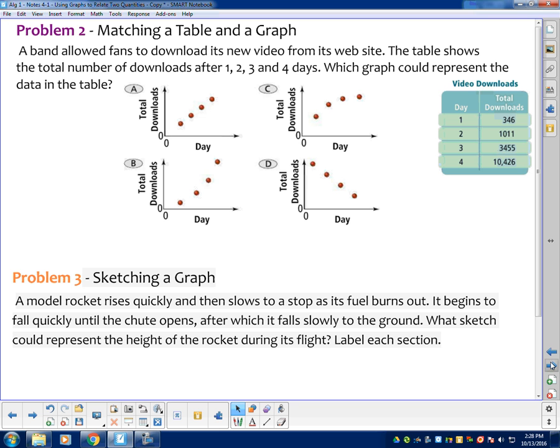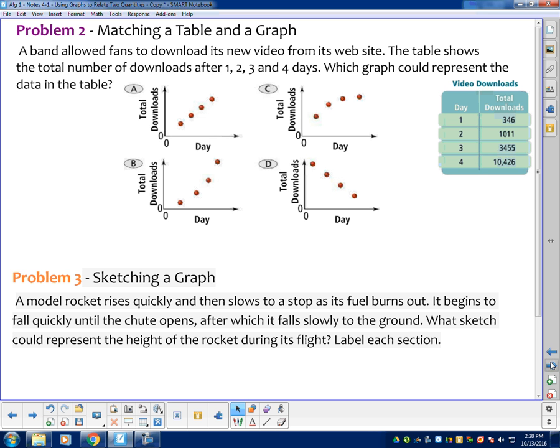I'd like you to read this with me. It says, matching a table and a graph. A band allowed fans to download its new video from its website. The table shows the total number of downloads after 1, 2, 3, and 4 days. So over here, it says day 1, they had 346 downloads. Day 2, it went up to 1,011. It jumped up quite a bit. Day 3, it jumped up again to 3,455. Day 4, over 10,000. Which graph could represent the data in the table?